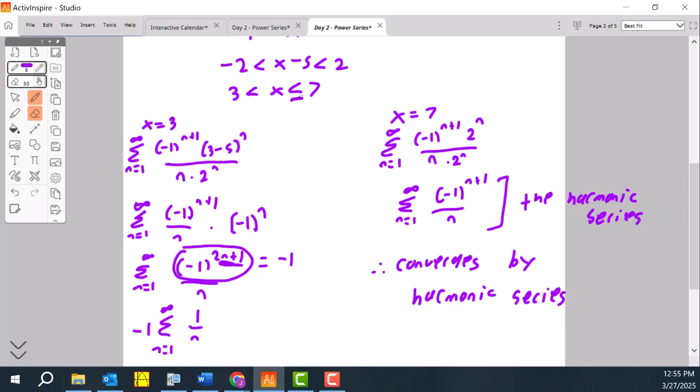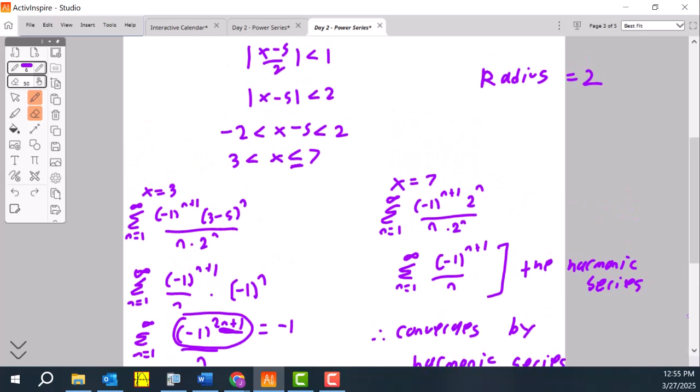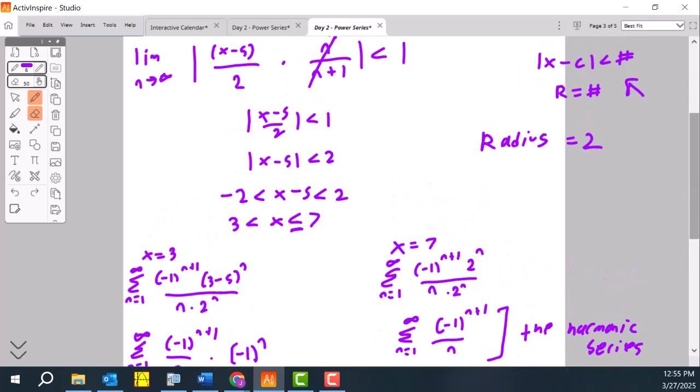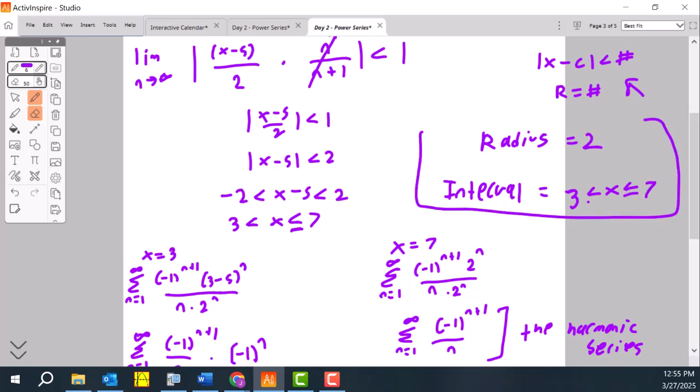All right, so we have an equal to for the 7, because when we plug in 7, it does converge. When we plug in 3, it doesn't. Plug in 7, it does. So our interval is 3 is less than x, which is less than or equal to 7. So we answered both questions. We have the radius and we have the interval.